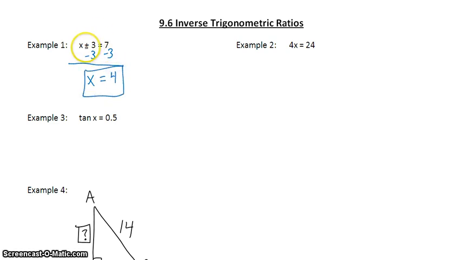In reality, plus 3 and minus 3 are inverses of each other. They undo each other. You're left with just x.